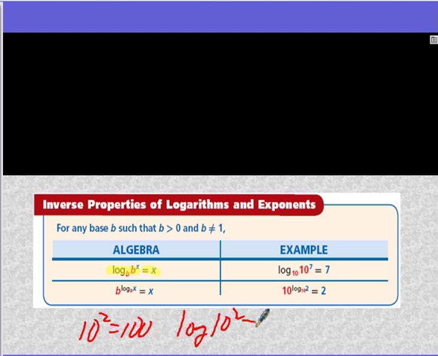And then this one is a little less obvious, I think. This example, I think, is less obvious. It's b to the log b of x is equal to x. So the example they give you is 10 to the log to the base 10 of 2 is equal to 2.